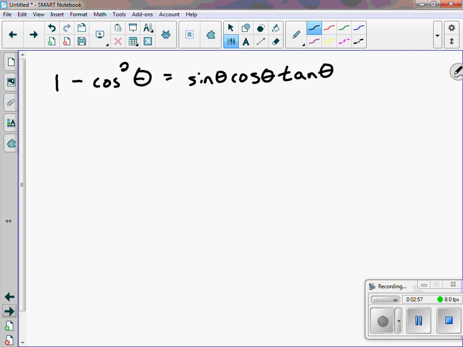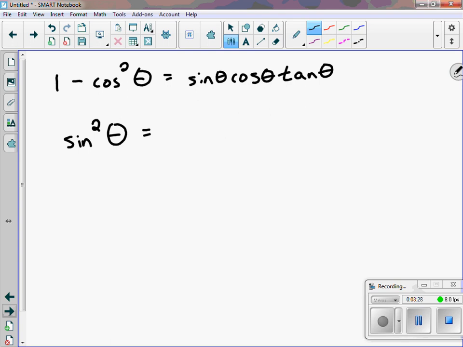because right now I've got a 1 minus cosine squared of theta. It's going to be kind of hard to prove that you have a square of something unless the 1 wasn't there. So 1 minus cosine squared of theta, using your cheat sheet, is going to be a Pythagorean identity. So that's actually going to be sine squared of theta. Now, I changed that on the left side. Now on the right side, I've got that tangent of theta.